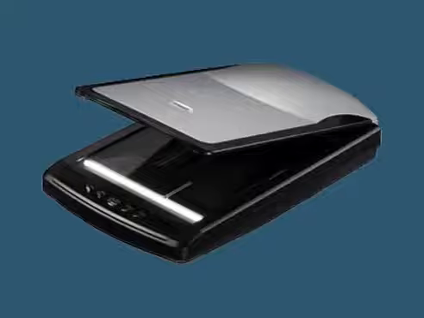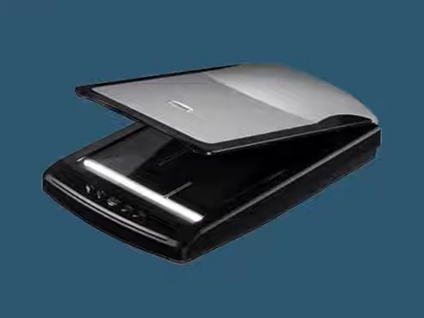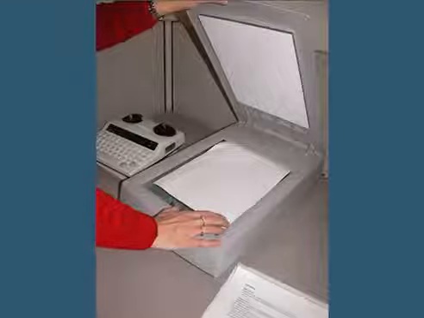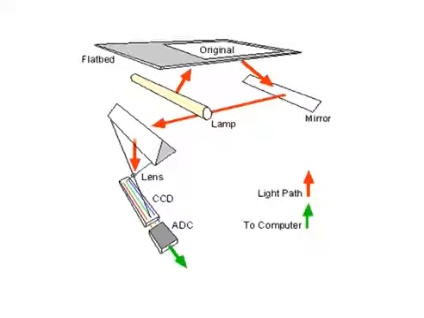The flatbed scanner has a space for keeping paper on the glass top. That means the size of the scanner is at least the maximum size of the paper which it can scan. The scanning mechanism moves under the glass top to cover the paper and captures the image. The pages are scanned one after another by manually keeping every page on the glass top.